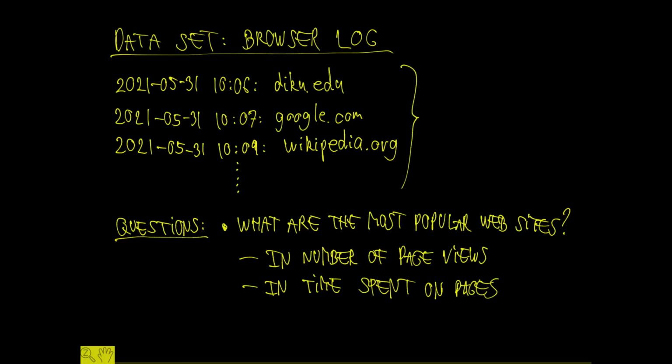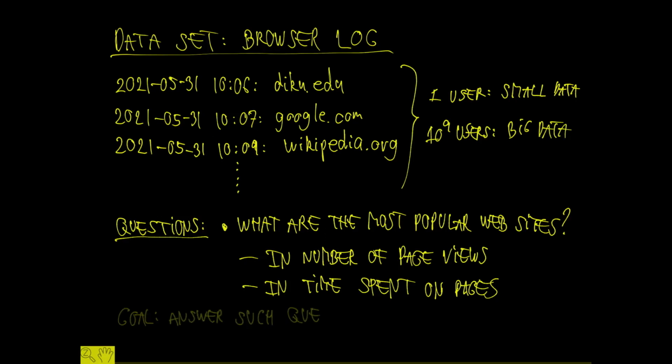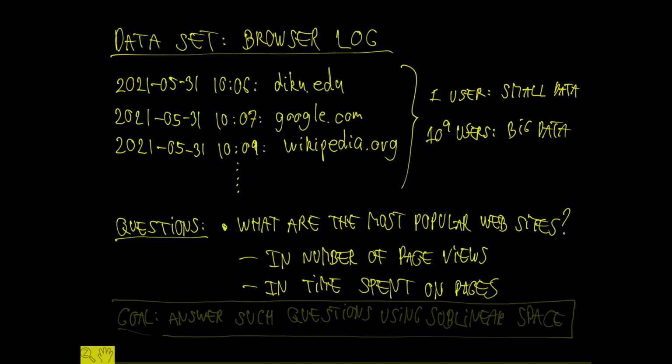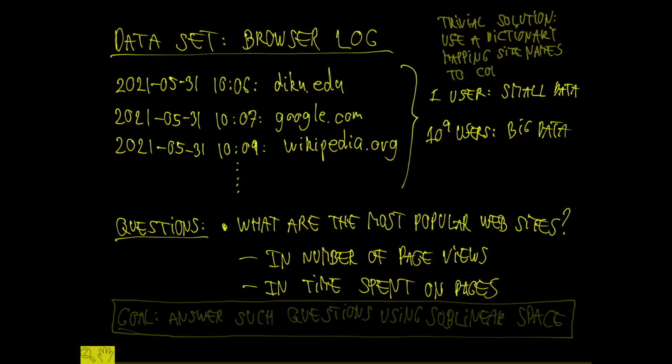Of course, if this is just data coming from one machine or one user, this is pretty small data and it's easy to solve. But what if you have a billion users? Then we have a big data problem. The goal that we will discuss in this lecture is how to answer such questions using sublinear space. This improves on the trivial solution, where you just use a dictionary to keep track of the mapping between websites and counts. For big data problems, linear space is just not feasible.